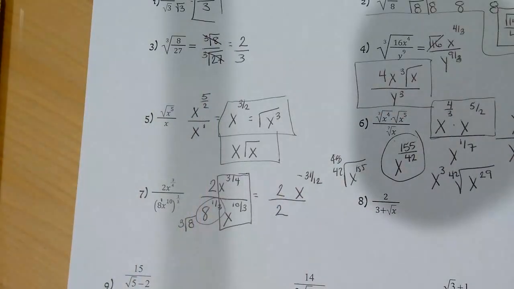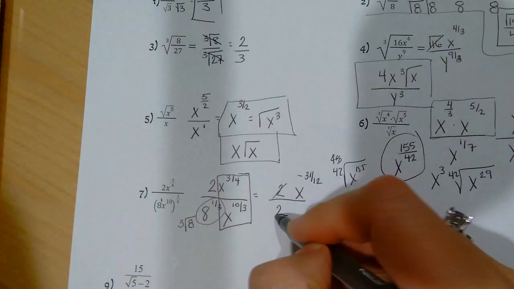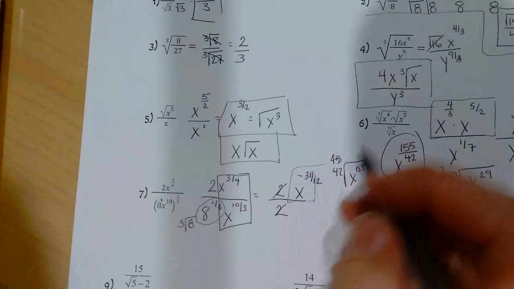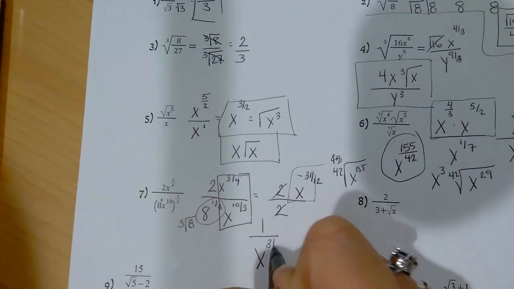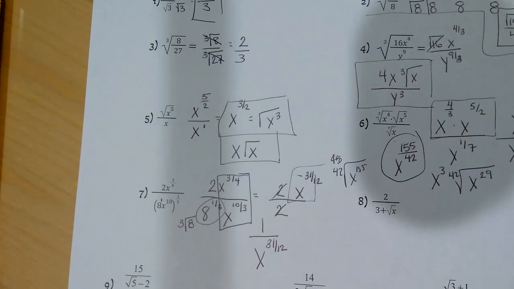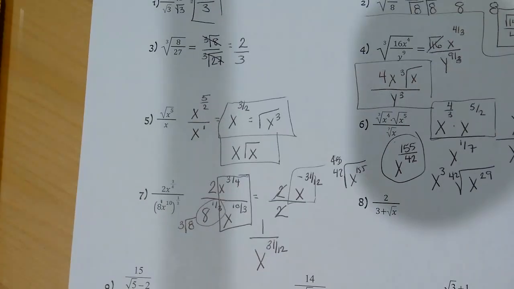All right, so what can clean up? These 2's can divide out. This negative exponent can move to the bottom, so I'm going to get 1 over x to the 31/12. And again, I could write that as the 12th root of x to the 31st, or I could simplify 12 into 31 and see how it goes from there.